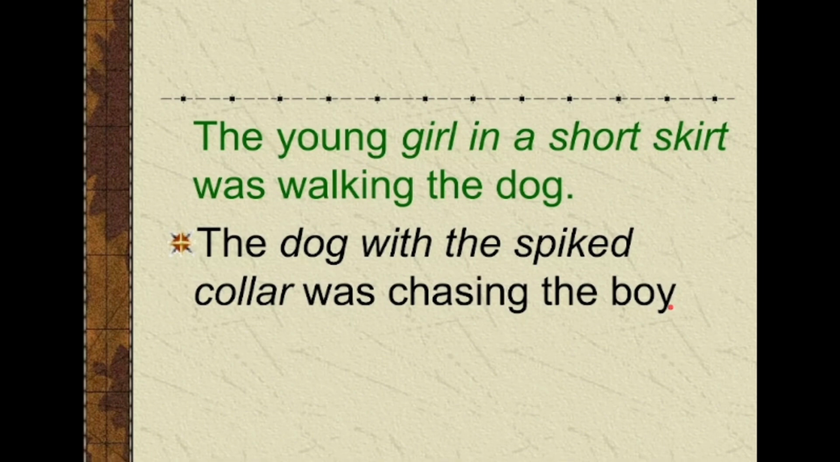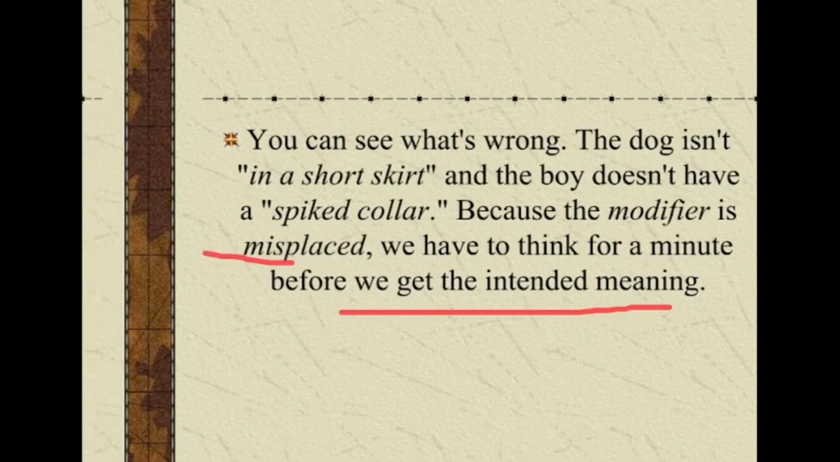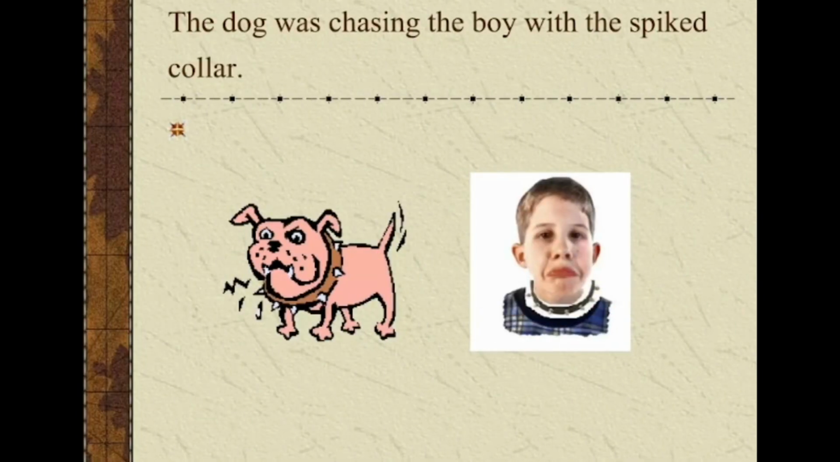So this is the correct sentence. The young girl in a short skirt was walking the dog. And the dog with the spiked collar was chasing the boy. His collar was spiked and he was chasing this boy who was about to cry.